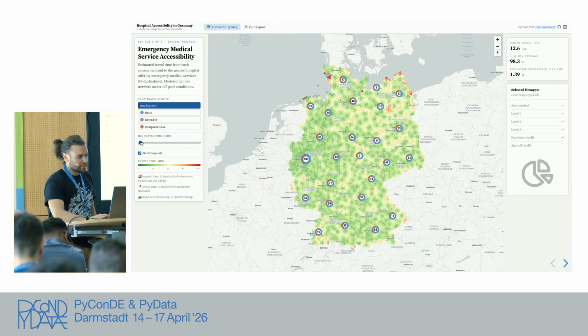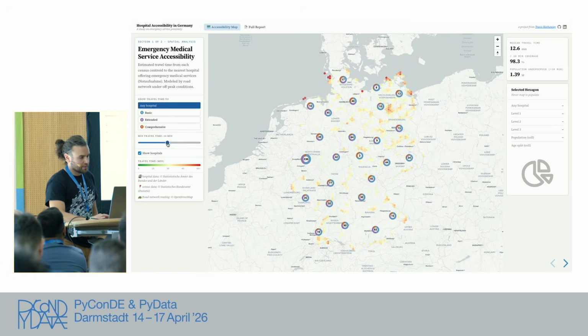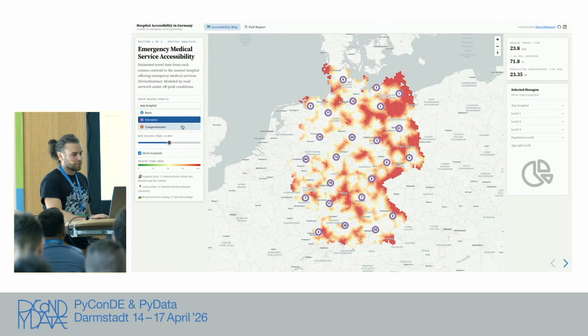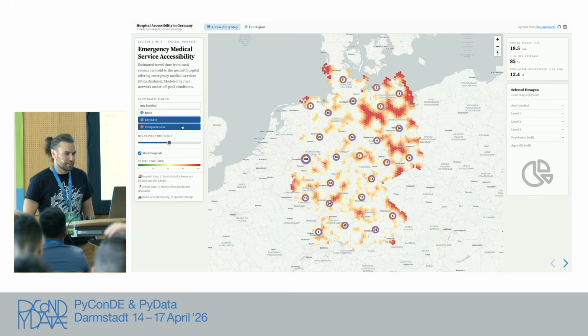With this slider, I can slide to where there is 30 minutes, for people who are greater than 30 minutes. And the other thing I can do is select the level of care, so I can do 2 and 3 together. When we look at this map, I think a lot of people from Germany might not be surprised at what they see.